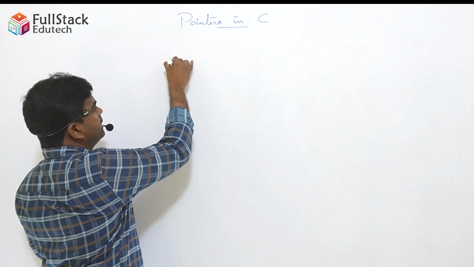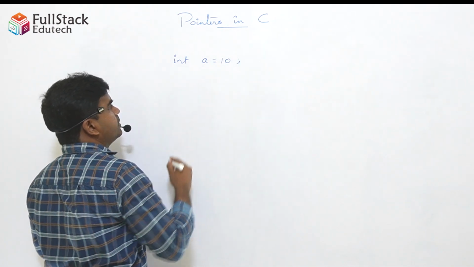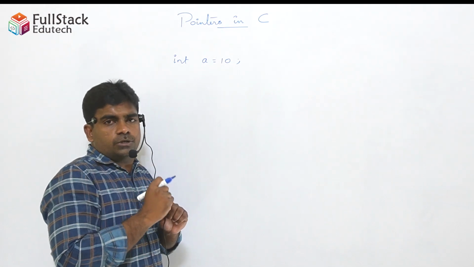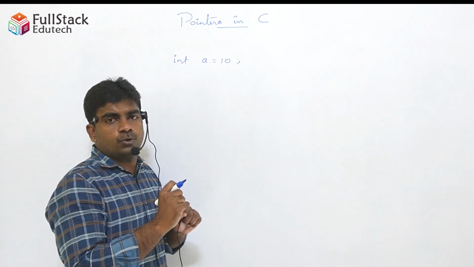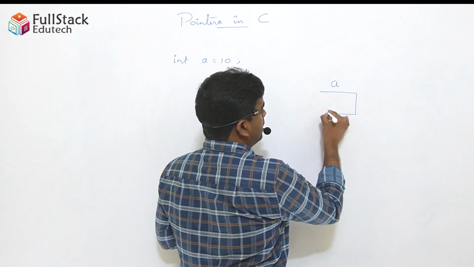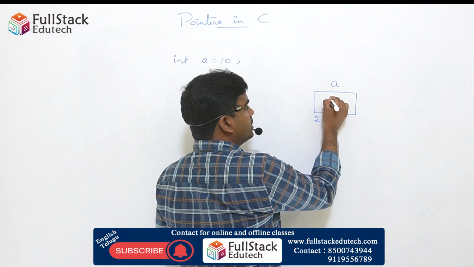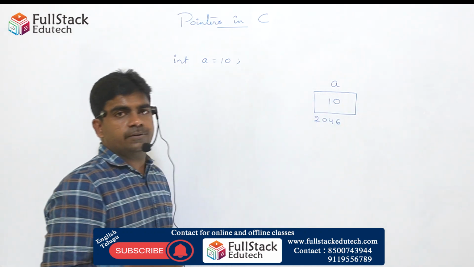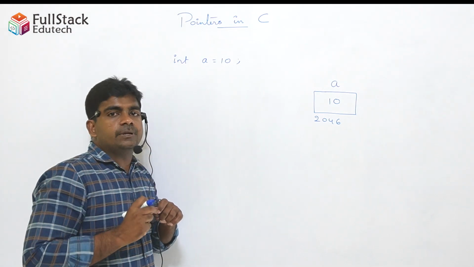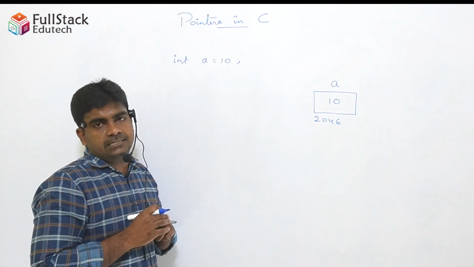If you are taking one variable, integer a equals to 10, I'm just taking one variable. So what does a variable store? A variable always stores a value. Here, a will get memory at some location. Consider this a memory location address, and the value 10 will be stored. So just like a variable, what does a pointer variable store? A pointer variable always stores an address.